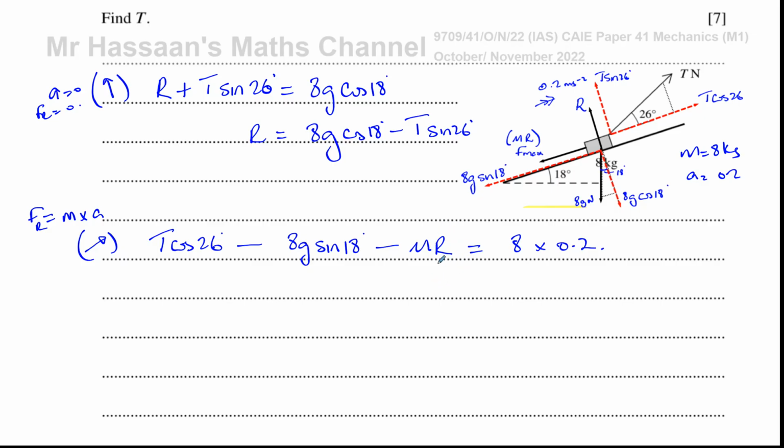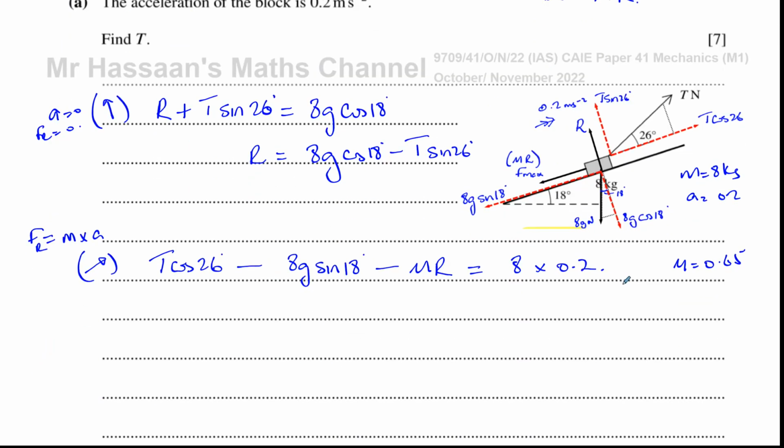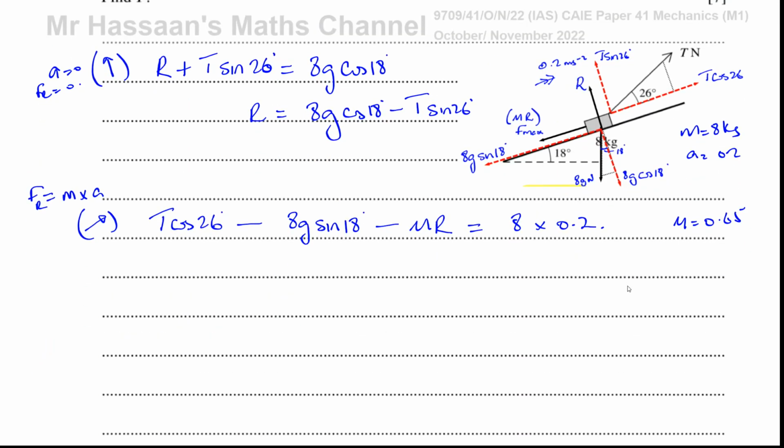Okay, and what I can do is replace this r with this, and we know that mu is equal to 0.65, as they told us in the question. The coefficient of friction is 0.65. So I can now replace those values in this equation and hopefully find what t is.